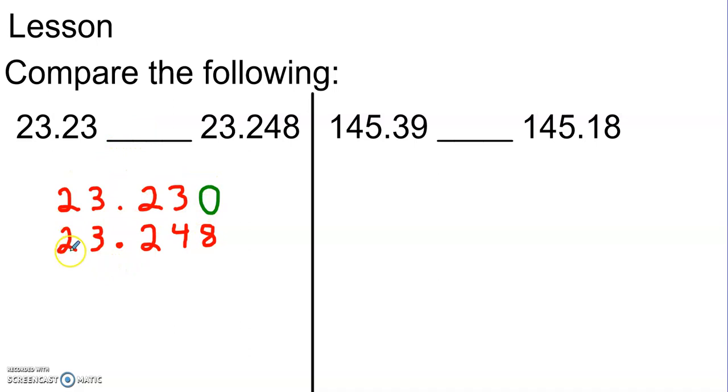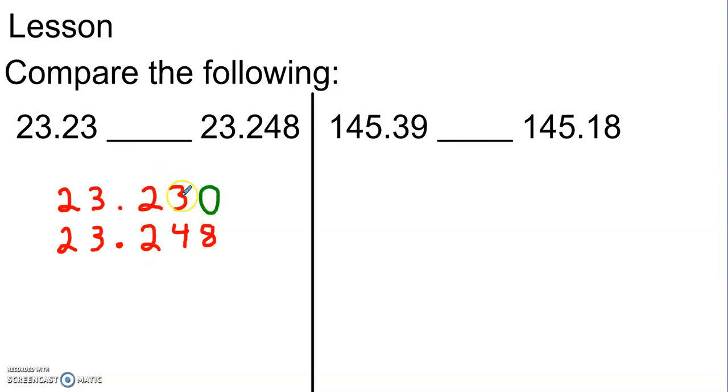Now I'm going to compare. So the first thing is I go to the far left, and that first digit is the 2s, which is in the tens place. Since they're both the same, I need to move to the next digit to the right. Again, they're both in the ones, and they're both 3. So I have to move over to the right. Now I'm looking at my tenths, and they're both 2s.